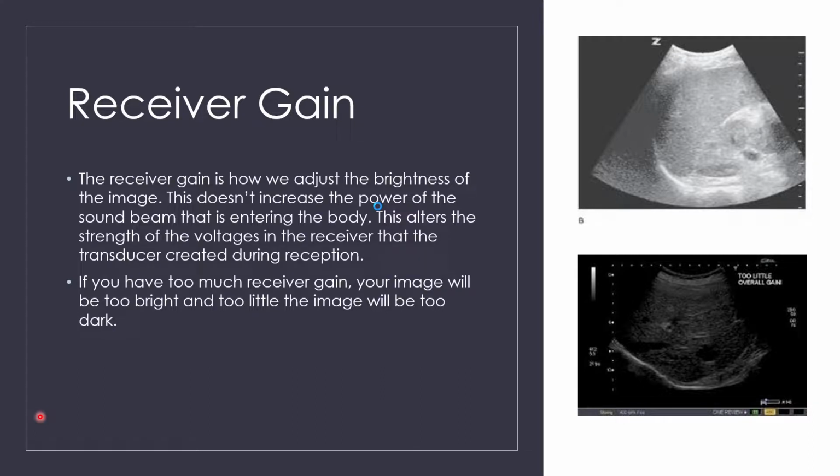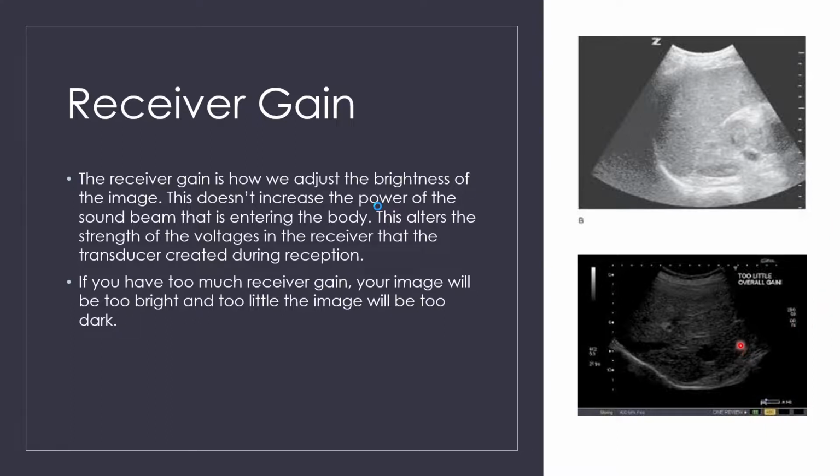And that's going to be a different button on each machine depending on where you're at and which machine you use, but usually it is a turn knob, okay? Sometimes it's a flick up and down, but usually it's a turning knob. So adjusting that receiver gain alters the strengths of the voltages in the receiver. So once the echo has come back and it's displayed our picture on the screen, we're just adjusting the echoes that have come back, not what's being sent out, okay? So if you have too much receiver gain, your image will be too bright, like it is up here on the top, and if it's too little, it's going to be too dark, okay?